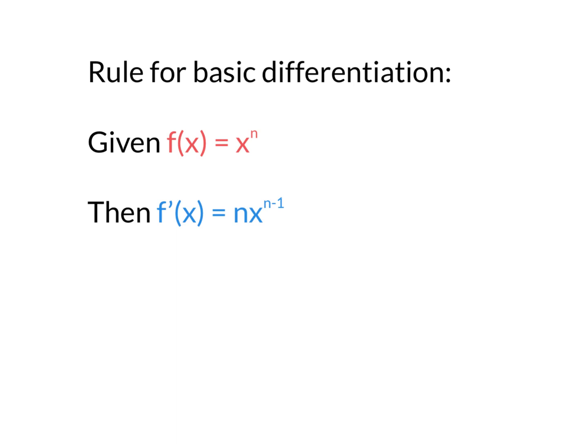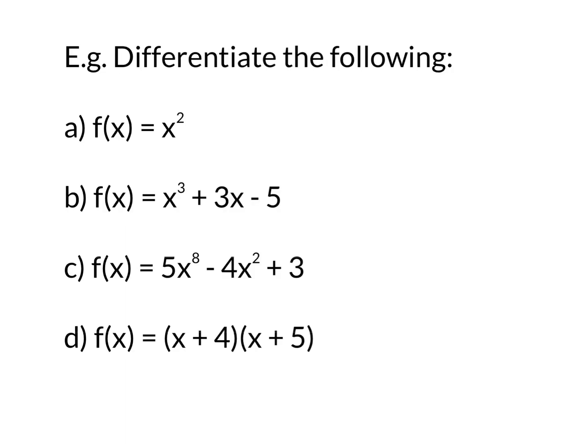If we're given a function x to the power of n, then to differentiate, f dash of x, which represents differentiation, we bring the power down the front, so the n comes down the front, and we lower the power by 1. So our power becomes n minus 1. Let's put that in place with some basic functions that we've seen before.